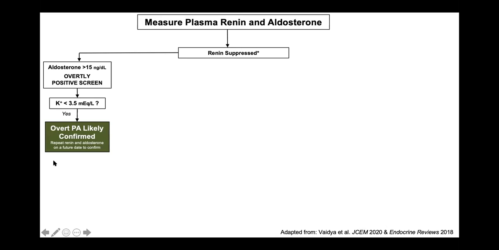If you'd like, I generally recommend repeating a renin and aldosterone on a separate day in the small chance that this is a false positive. This is the easiest way to make the diagnosis. I call this the simplified confirmatory pathway because it just requires phlebotomy, a venipuncture for renin and aldosterone.